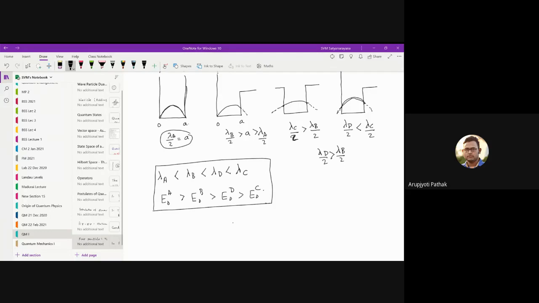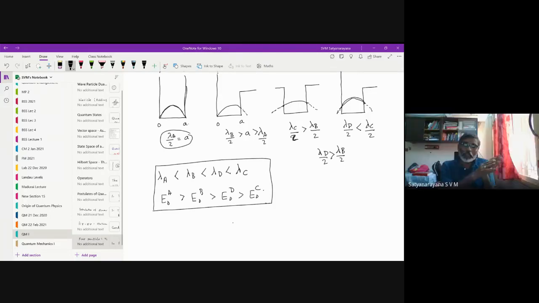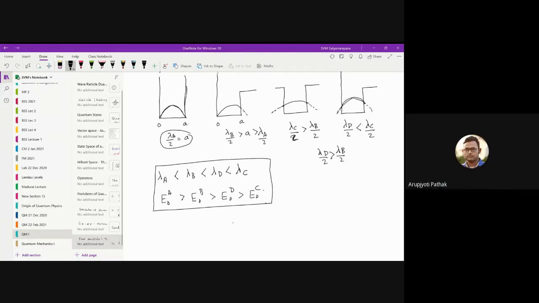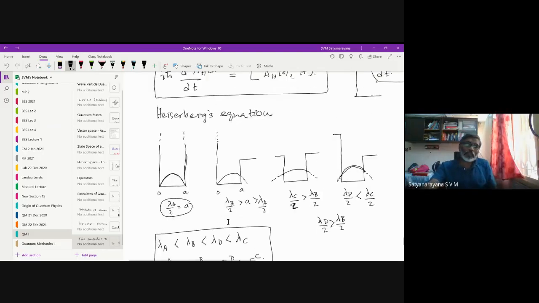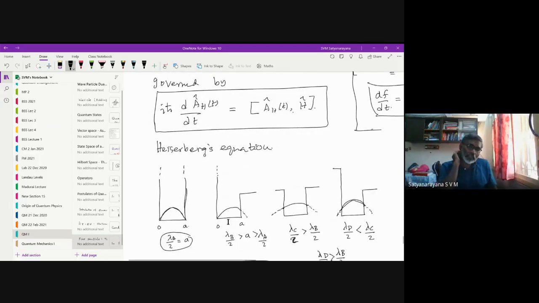So, sir, we can do in this way. Yeah. Thank you, sir. That is what I was telling you, that if you look at that book by A.P. French, there are many problems like this where you have to verify by a qualitative argument like this. Many answers you can get for those problems by a simple qualitative argument.